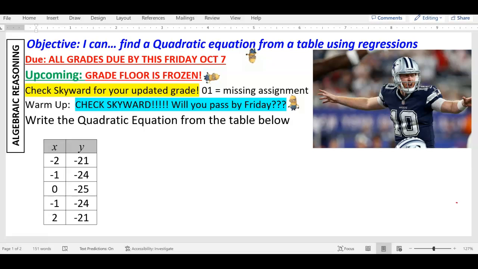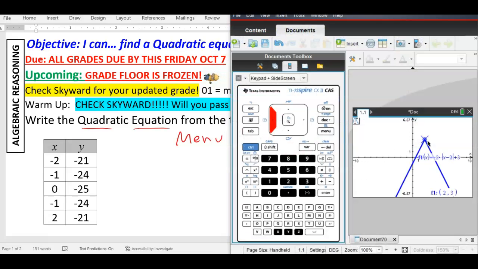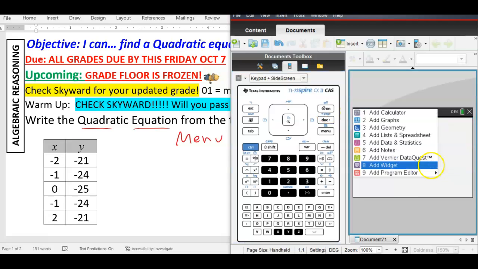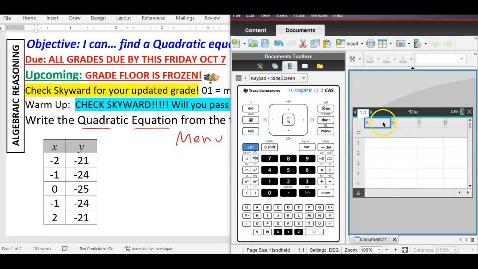Now, yesterday we learned how to do a quadratic regression. Do y'all remember it was menu what? Menu 416. So let's go to our calculator. I go to a new document, don't save, number 4, X and Y at the top.